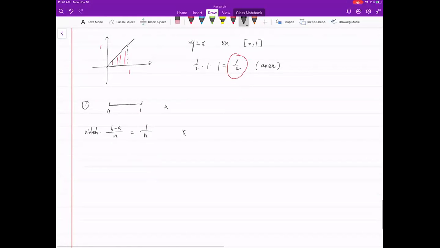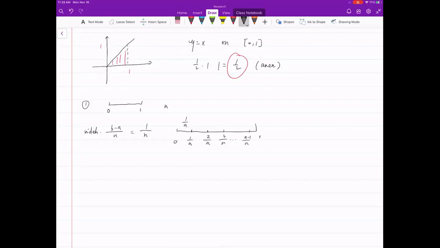That means start from the first one. x0 is 0. What's this point? That's 1 over n from 0. What about this one? That's 1 over n from 1 over n. That's 2 over n. Good so far. 3 over n, dot, dot, dot, n minus 1 over n. Finally, n over n, which is 1. So you have n intervals. Each one has a length of 1 over n. So far, so good.